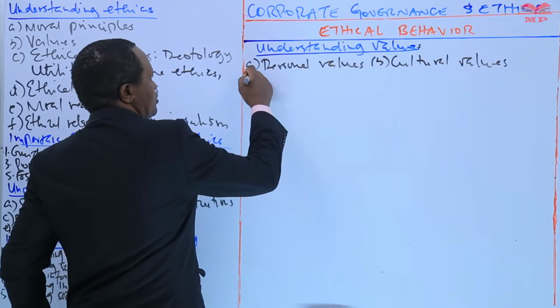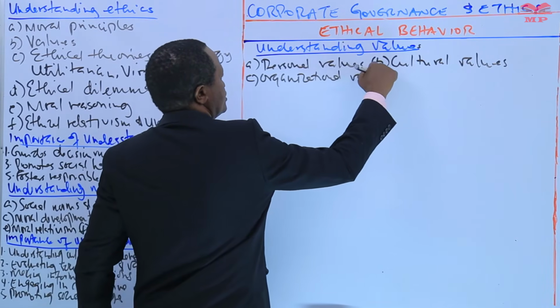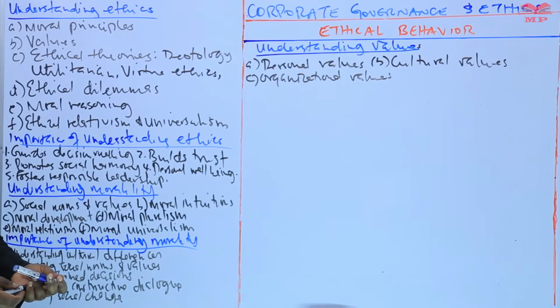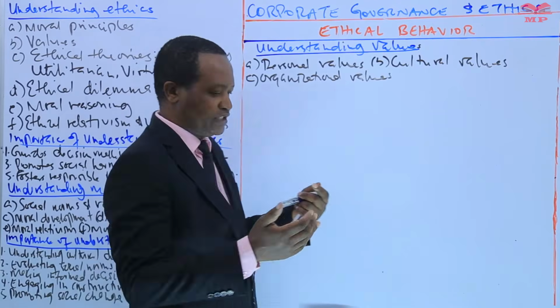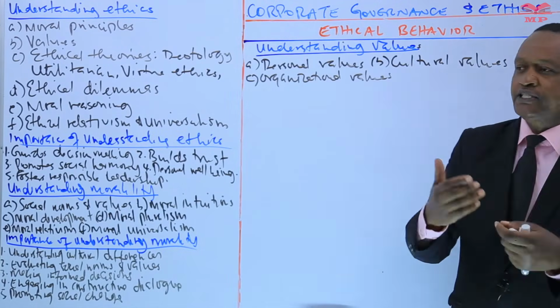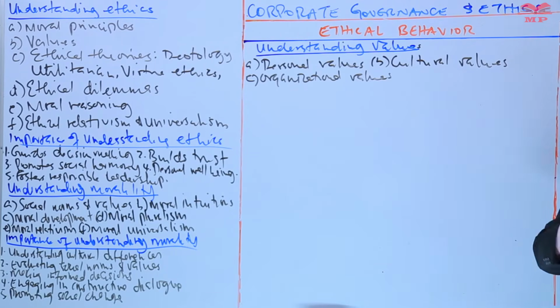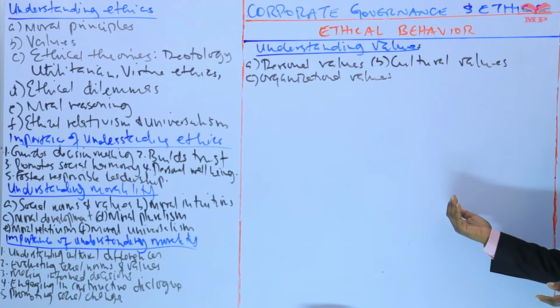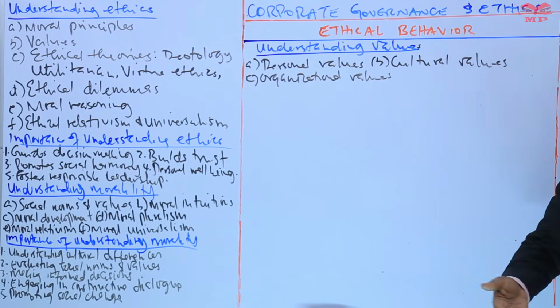Next, organizational values. Organizations we know often have a set of values that guide their operations and decision making. These values may be stated explicitly in the company's mission statement or code of conduct, or they may be implicit in the organization's culture and practices. So if you've read vision and mission statements of organizations, you find that some organizations have values, which we are referring to as organizational values.